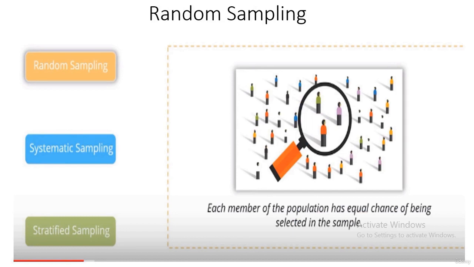Okay, the first one is random sampling. That means random means it is picked without any specific order. Each member of the population has an equal chance of being selected in the sample.